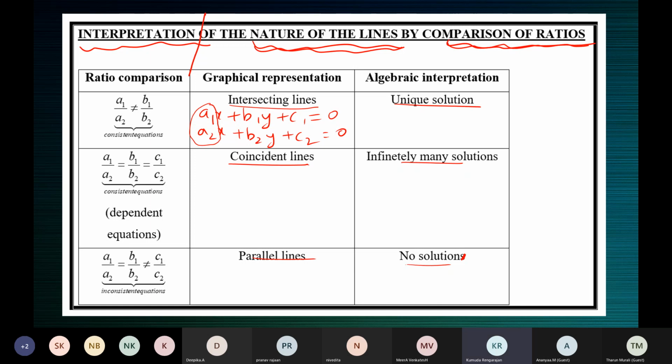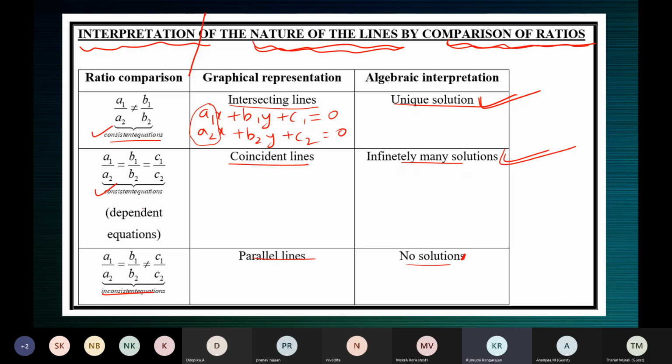Let me tell you about these terms, consistent and inconsistent, and then wind up the class for today. When a pair of equations has at least one solution, that is, one solution or many solutions, the equations are said to be consistent. At least one, so they can have many solutions also. So in the case of a unique solution and many solutions, we say the equations are consistent because they have at least one solution.